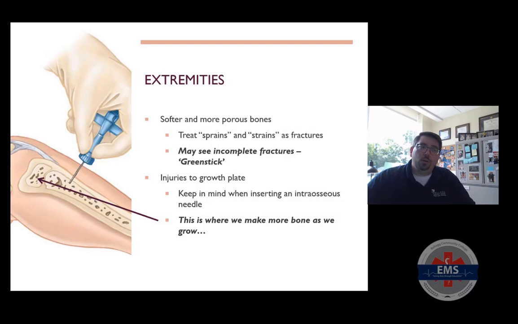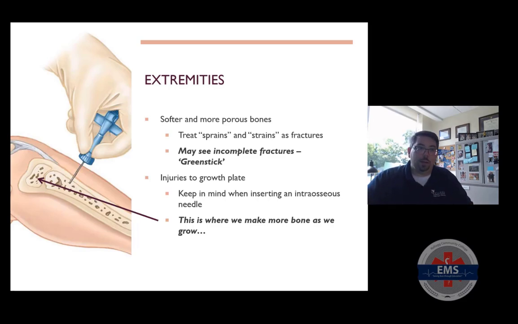In the extremities, we know that their bones are softer and more porous. We treat sprains and strains as fractures because we may not actually be able to see a compound fracture or a clean fracture like you would see with an adult. Typically, we're going to see greenstick fractures. If I were to cut a branch off a tree right now and try to break it, it's going to start to bend and then it's going to kind of flake out. That's an example of trying to snap a green stick from a tree. That's how kids' bones will fracture. They don't completely break, but they begin to tear and deteriorate apart.